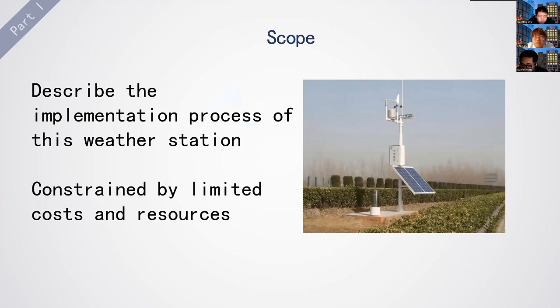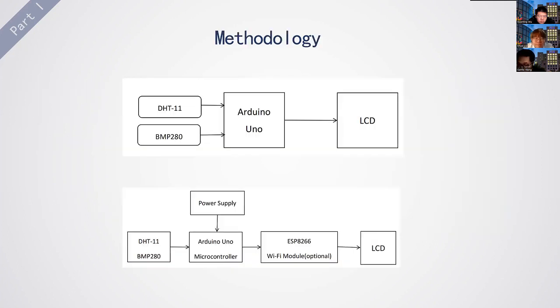In terms of project design and implementation cost, this project is constrained by limited cost and resources, and we are trying to reduce cost as much as possible to maximize the benefits. And we describe the implementation process of this weather station, not only the hardware components, but also the software programming to address the technical challenges. We use many methodologies, such as the embedded system implementation, data acquisition and transmission, data processing, and analysis.